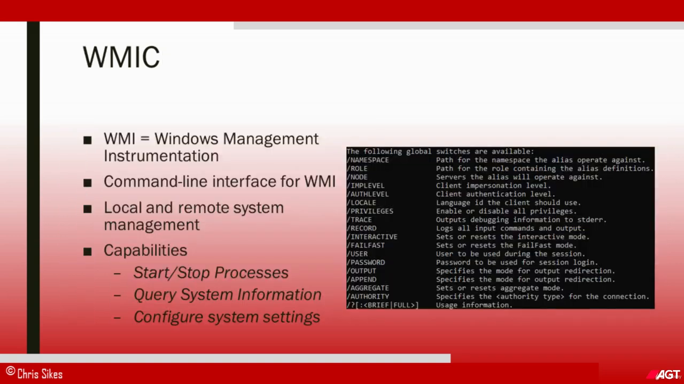WMIC stands for Windows Management Instrumentation Command Line. It enables WMI operations through a Windows shell. WMIC is a great way for being able to have powerful control over local and remote systems, enabling an administrator with the power to do things such as start and stop processes, run scripts, query system information such as network and device settings, and configure settings on the system.